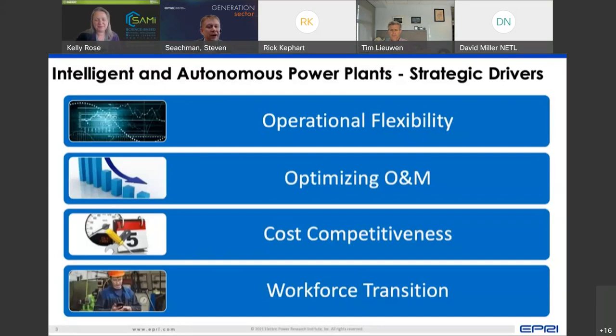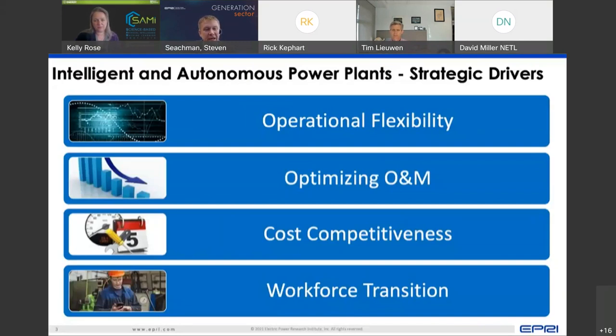So why are we here? I know that Jeremy said he was going to provide an overview on the intelligent and autonomous power plants grand challenge, but what are the strategic drivers for this? Well, we know in thermal generation as well as nuclear generation, we're looking for these plants to be more flexible, more consistently flexible, while optimizing O&M costs, because we know that O&M budgets are not increasing, they are certainly decreasing.